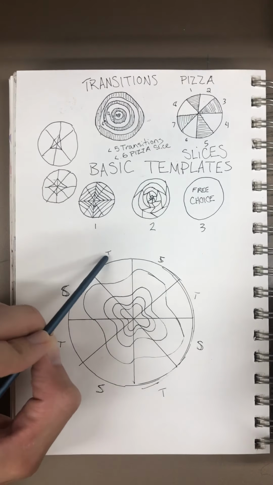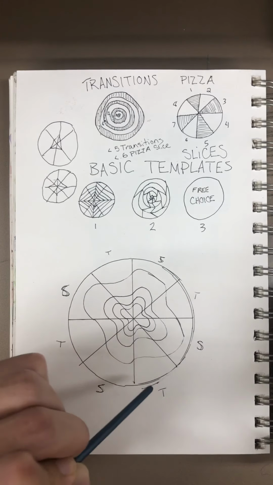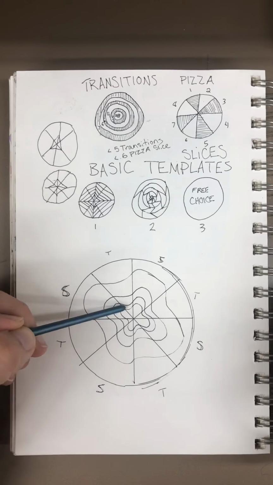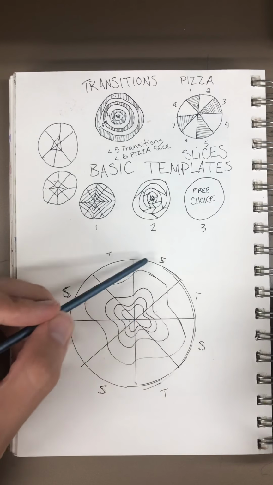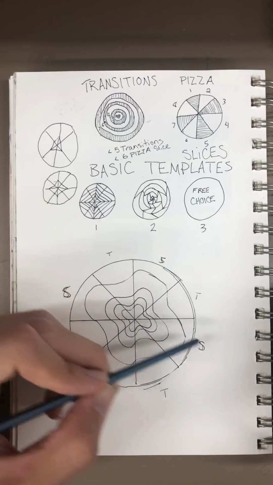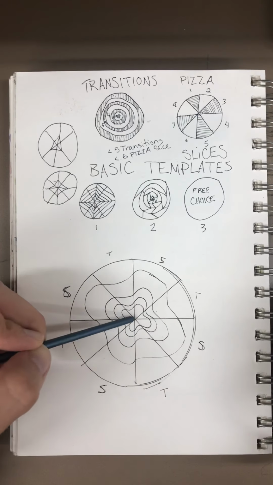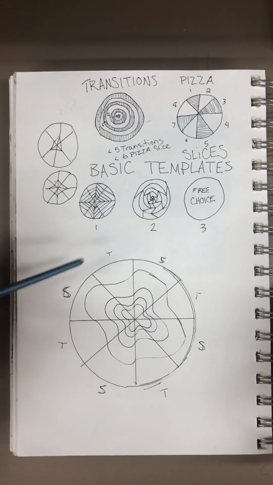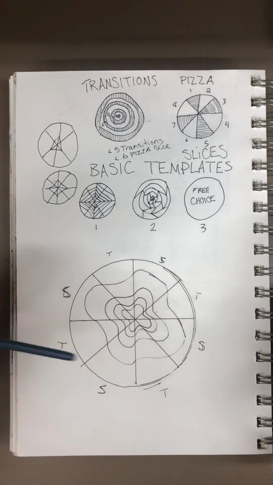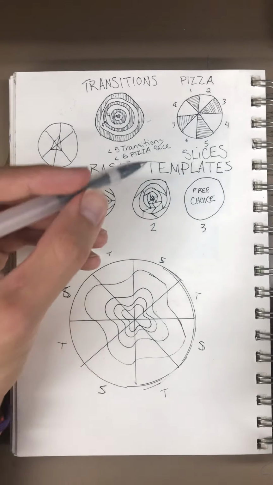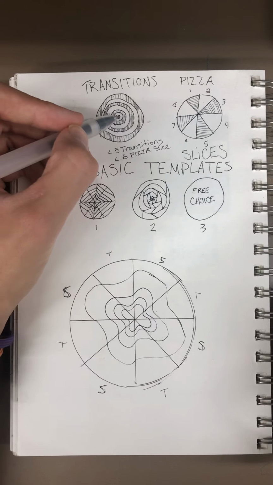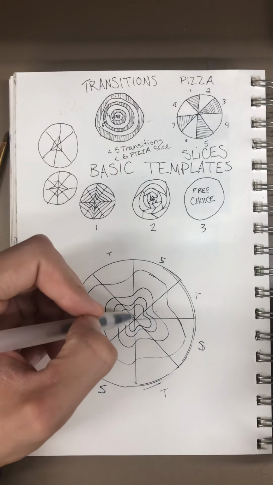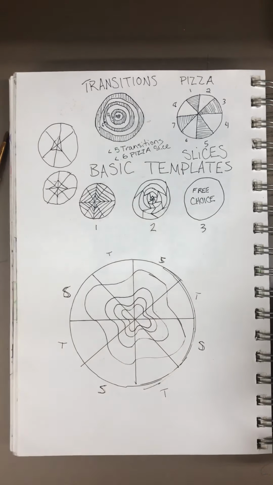I want you to map out where your tints and shades are going to be. So in this case, I'm going to have my tints and shades alternating within the slices. So this would be a shade, this would be a tint, shade, tint, shade. I want you to write down where your tints and shades are going to be. If you're doing a design that is radial, like this one, your tints and shades are going to be written inside each transition. Okay?